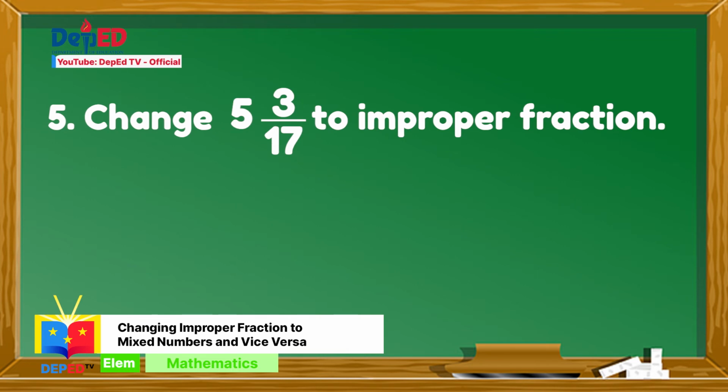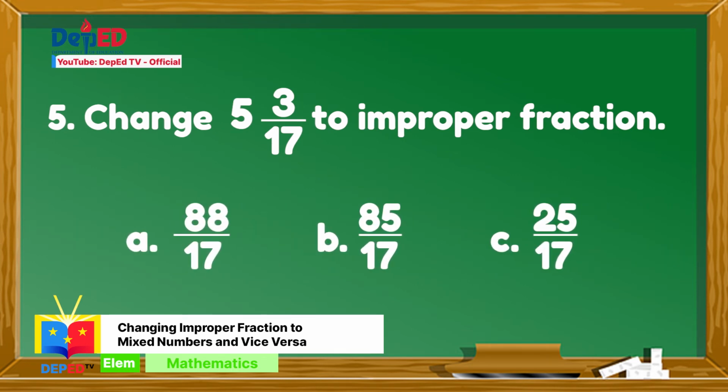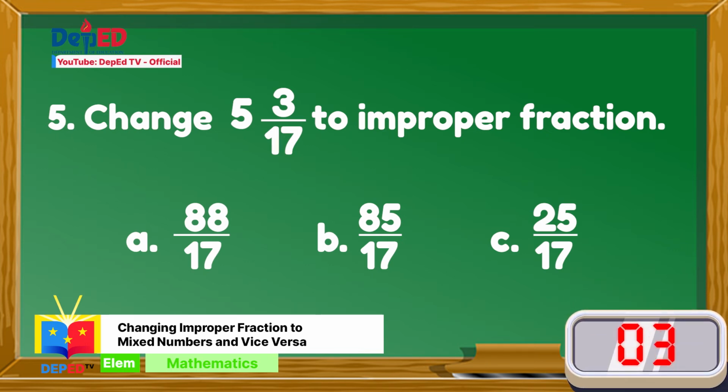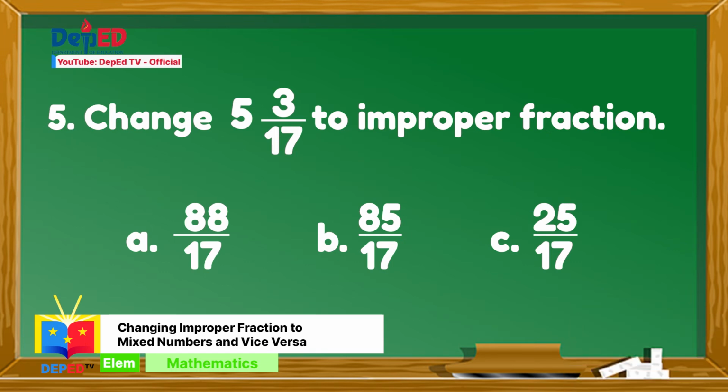Last number, 5 and 3 over 17. A. 88 over 17. B. 85 over 17. C. 25 over 17. Is your answer letter A?